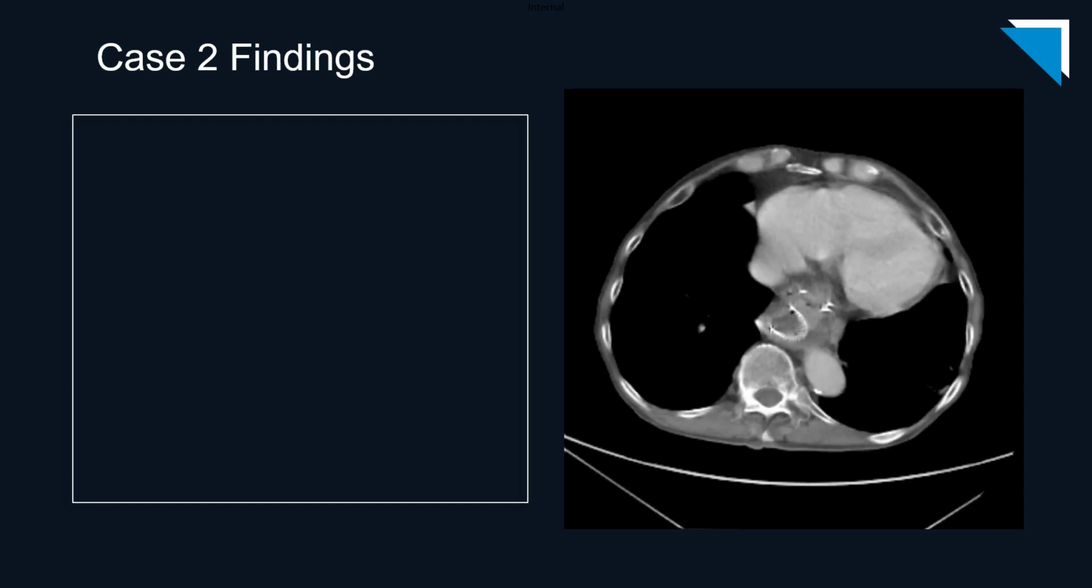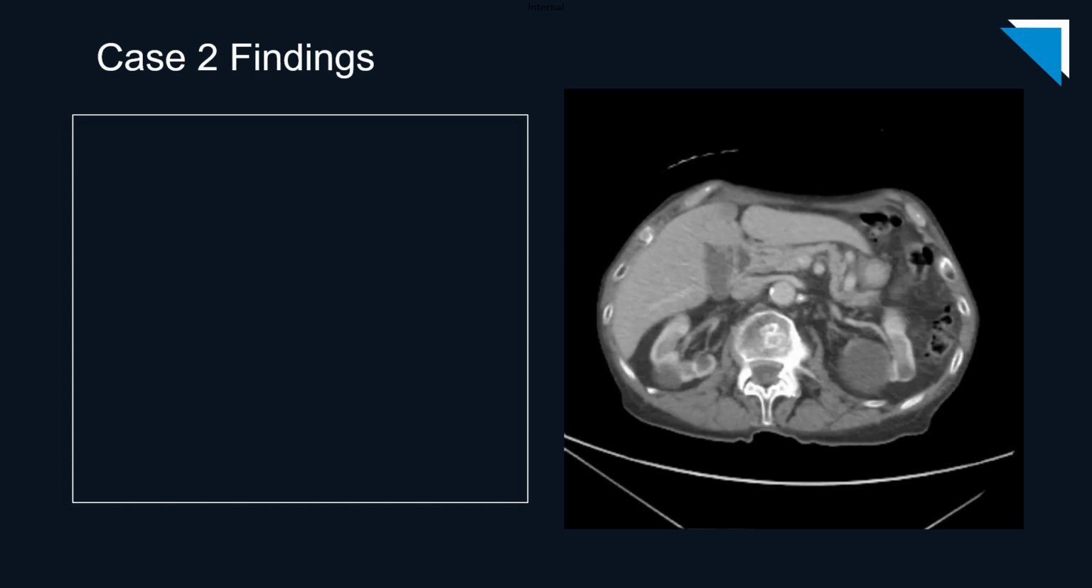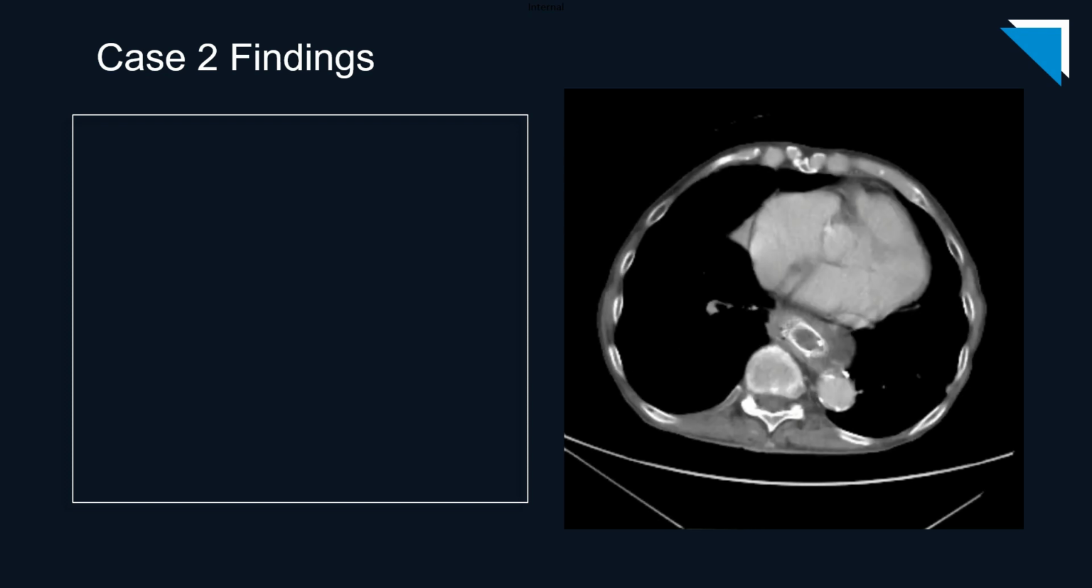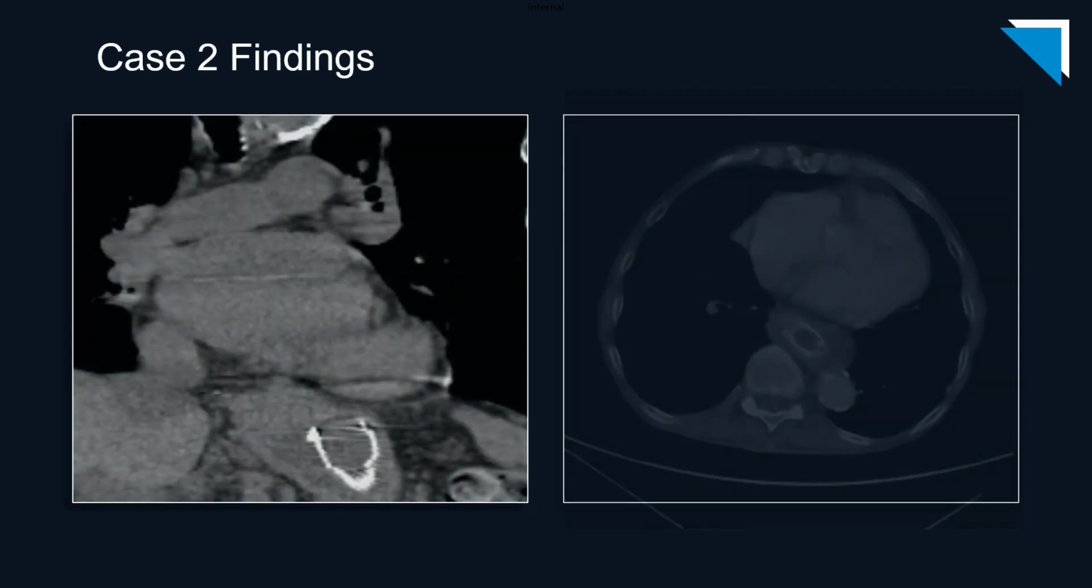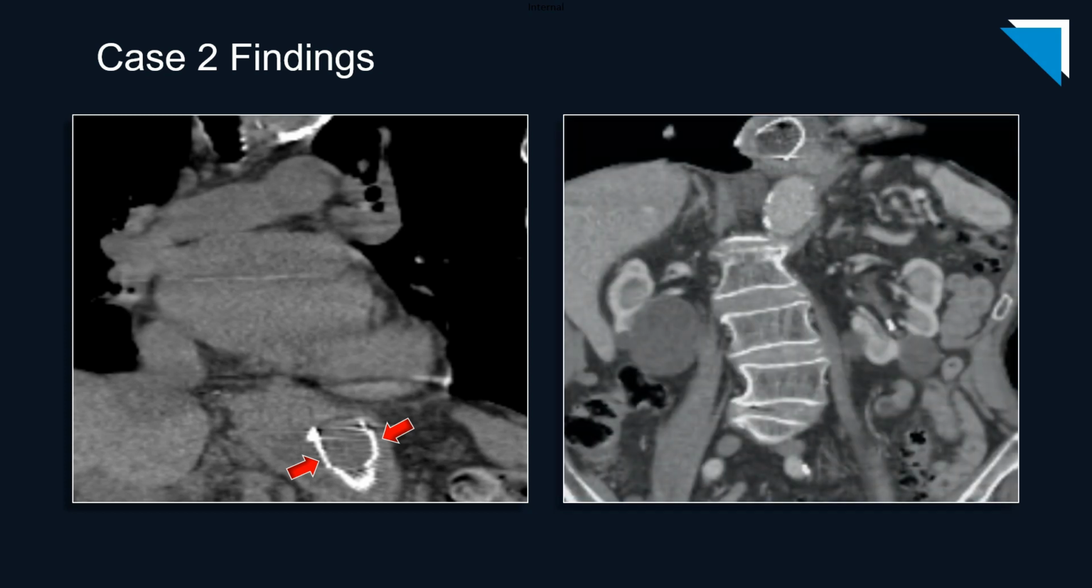Let's quickly scroll through these axial images from a prior contrast-enhanced CT scan of the abdomen and pelvis. We'll limit our search to the upper abdomen and lower chest. On the left side of your screen, we have a single coronal image from the current non-contrast study, which demonstrates the stent at the level of the gastric fundus. On the right side of your screen is a single coronal image from the prior study, which demonstrates the stent at the level of the distal esophagus.